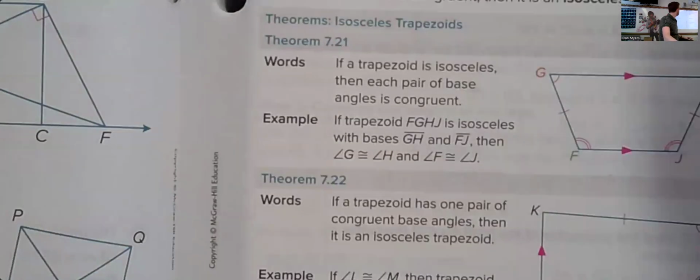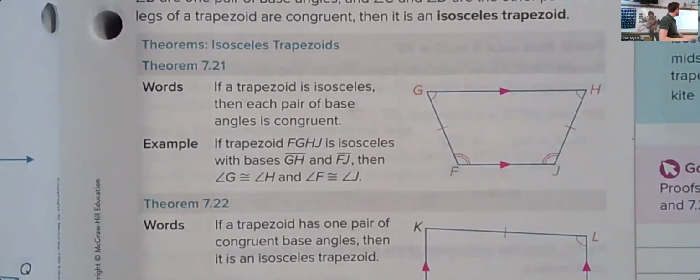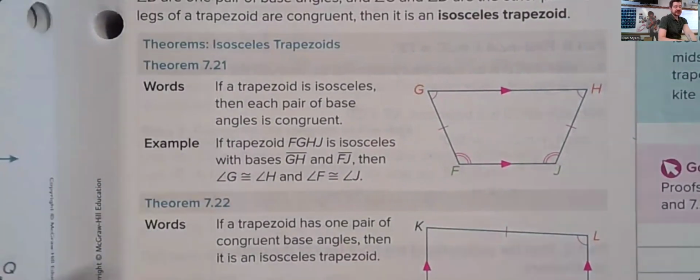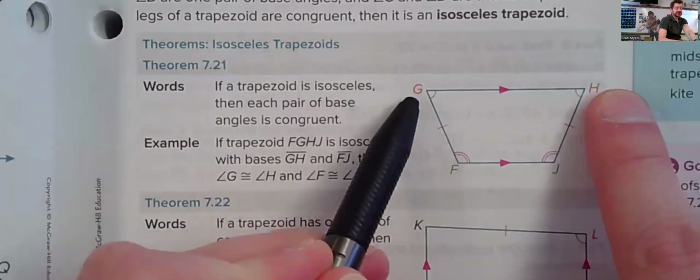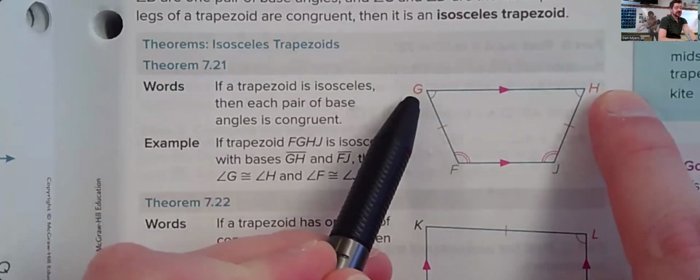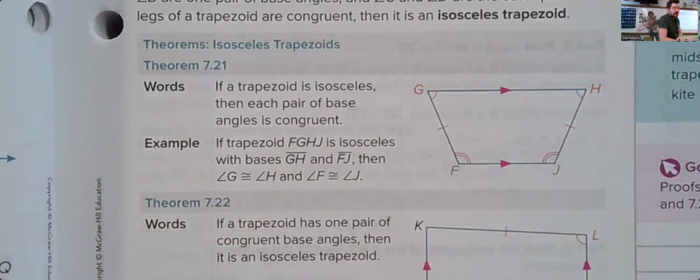If a trapezoid is isosceles, then each pair of base angles is congruent. So as long as the legs are congruent, that makes it an isosceles trapezoid, which means that the pairs of base angles, GH, would be congruent to each other. FJ would also be congruent to each other if it's isosceles.